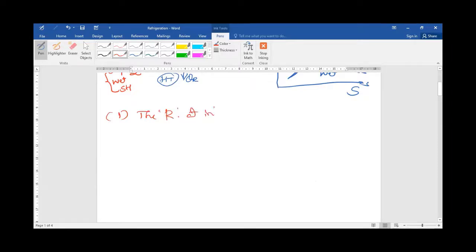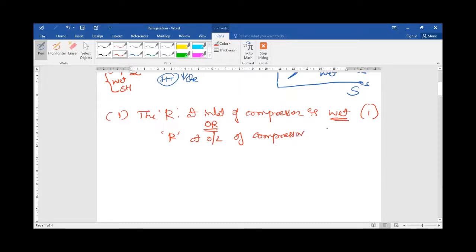Case number 1, I will write here: the refrigerant at the inlet of the compressor is wet, meaning point number 1 is in the wet condition. Or else, what will he give second: the refrigerant at the outlet of the compressor. You must give any one case. Here the inlet is given as wet. Let us take the outlet of the compressor as also wet.